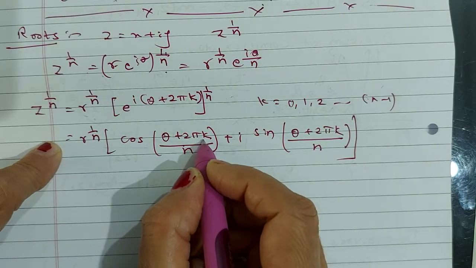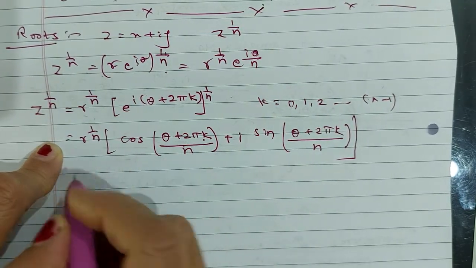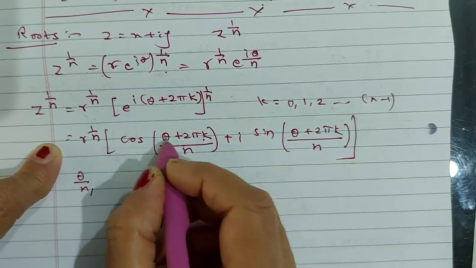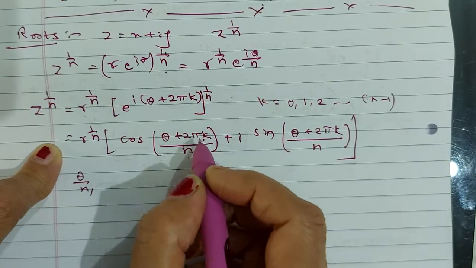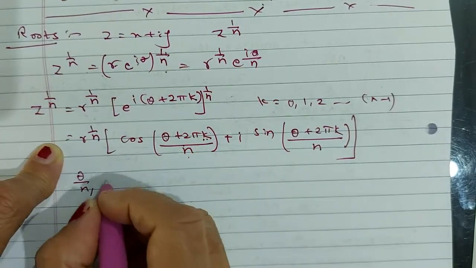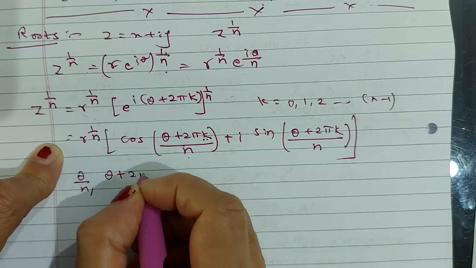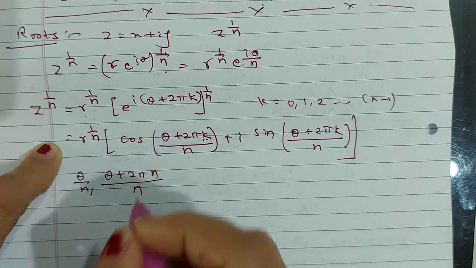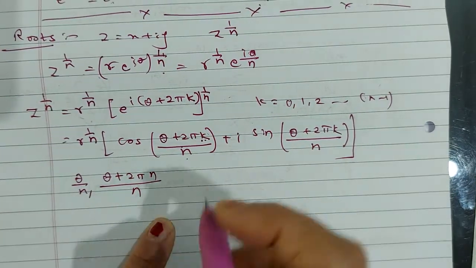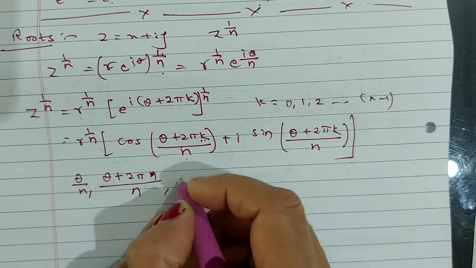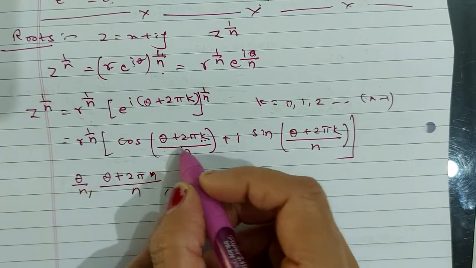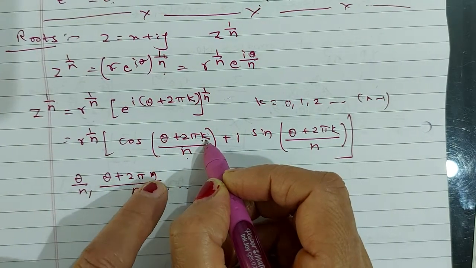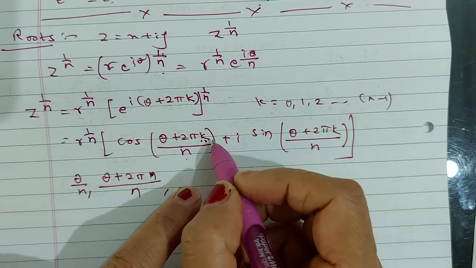Suppose I say my k is 0. So the argument of the first root will be θ/n, because the other term will be 0. Second term, suppose k is 1. So the value will be (θ + 2π)/n. Since k is 1, it is 2π. The third value will be for k is 2, so it will be 4π, and then 6π, and so on.